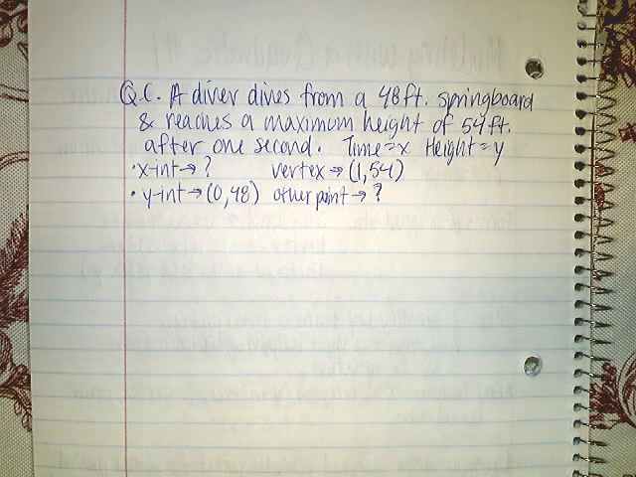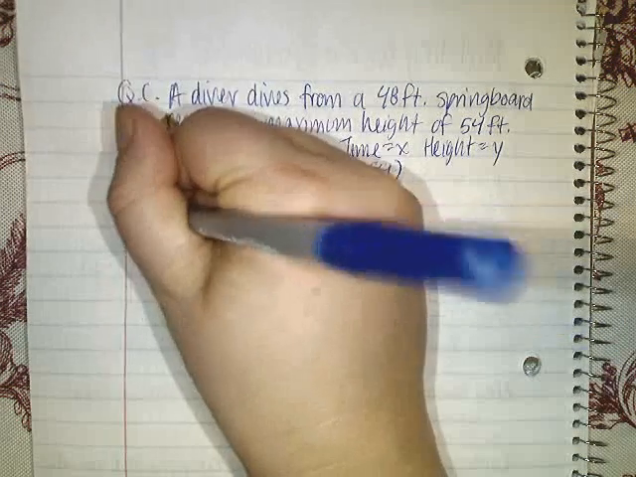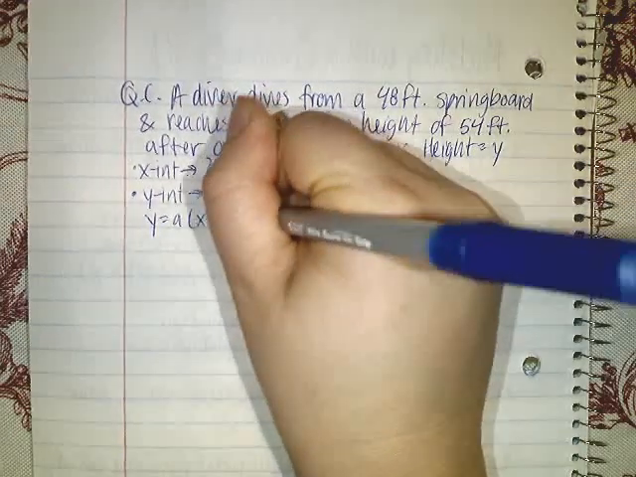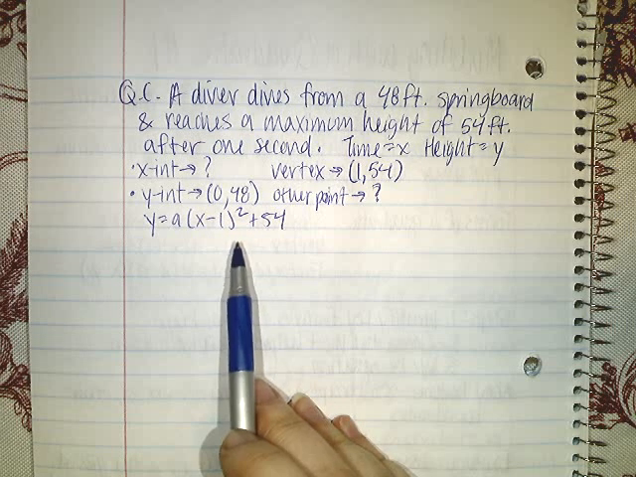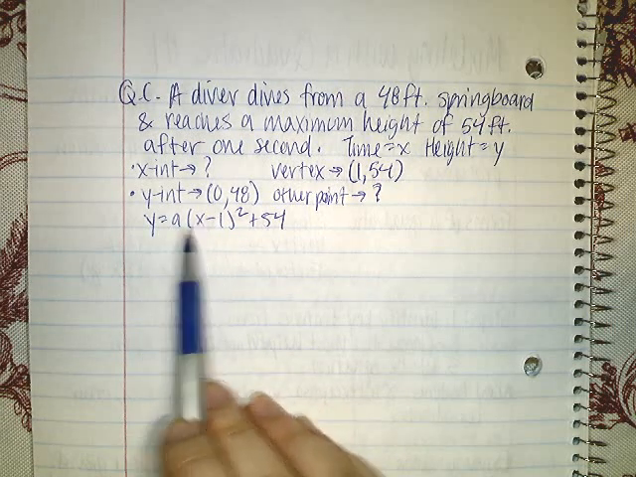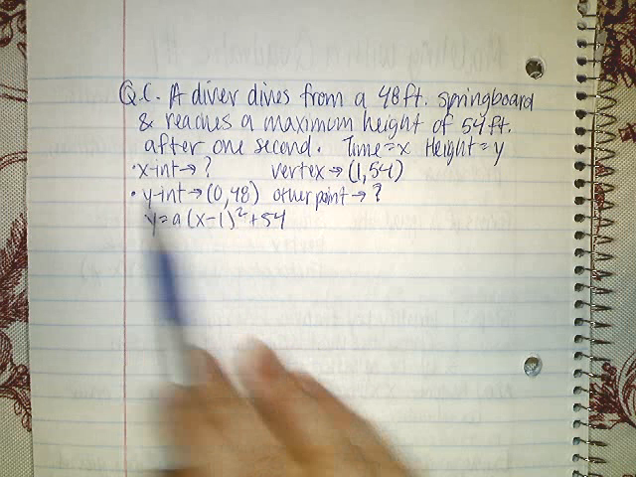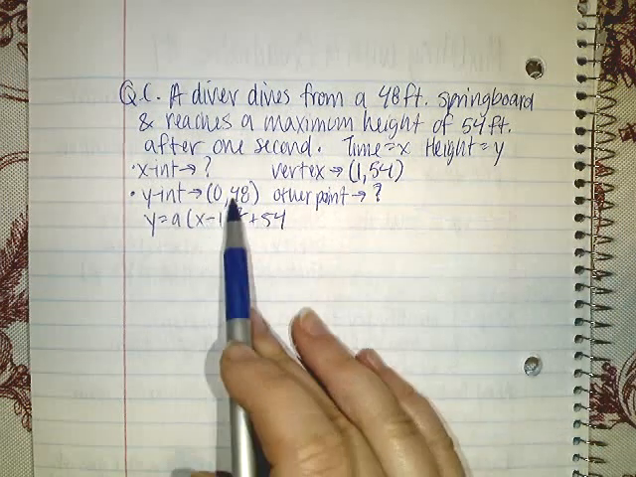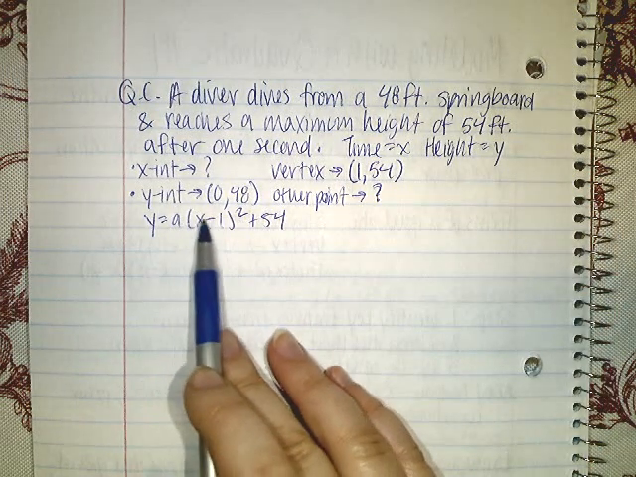So again, since I have my vertex, I'm going to choose vertex form. So I can say y equals a times x minus 1 squared plus 54. So I've started my vertex form, but now I need to solve for a, so I need to plug in another value to do that. I luckily have my y-intercept, so I can plug in my y-intercept for x and y to solve for a.